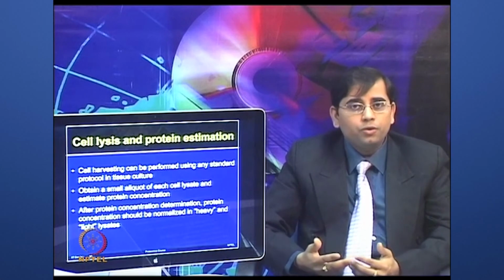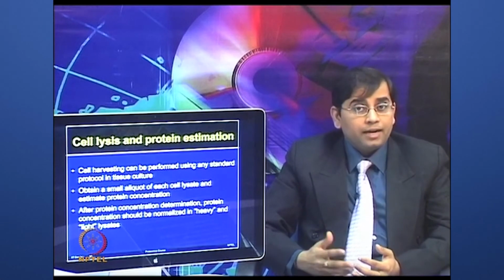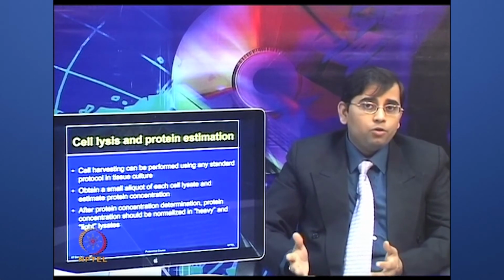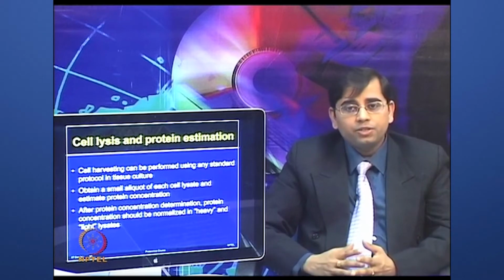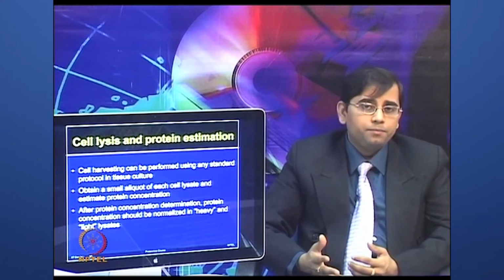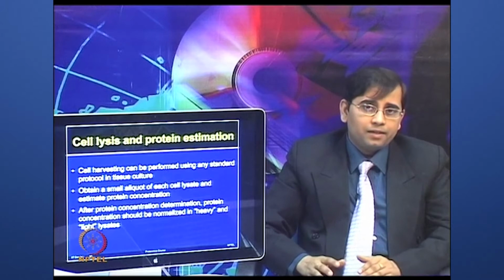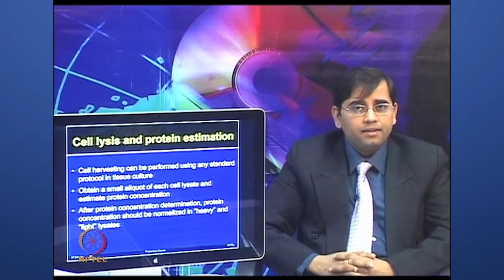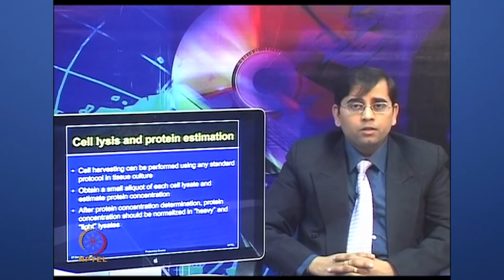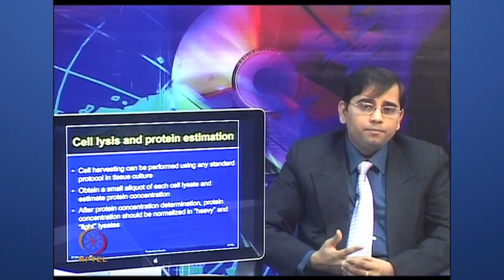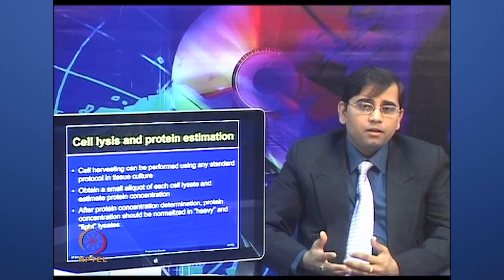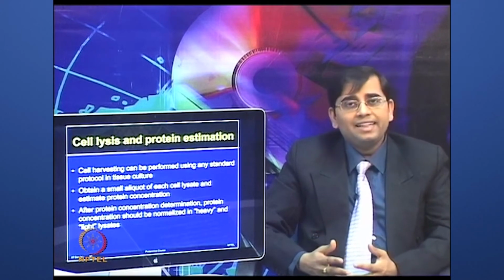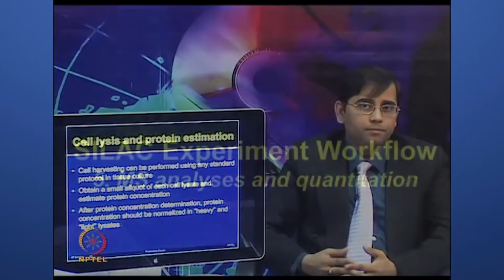Because we want to do the quantification later on, prior to mixing both the cell cultures, it is very important that we are starting with equal protein amounts in both light and heavy forms. So, this process can be done by normalizing, by diluting the cell lysates with lysis buffer.